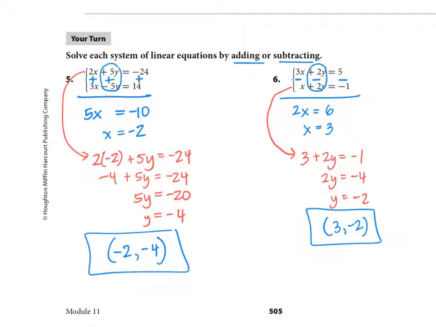Here's the solution for number 6. I subtracted straight down and ended up with 2x because I subtracted 3x minus x. 5 minus negative 1, I will see some mistakes sometimes from some of you on this. So, make sure it's minus a negative, which is the same as a plus 1. Gives us a 6. You go through, you follow the same process as the other, your turn, number 5.